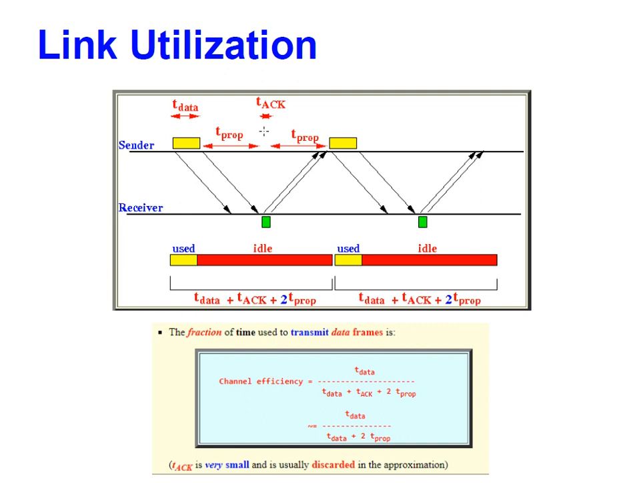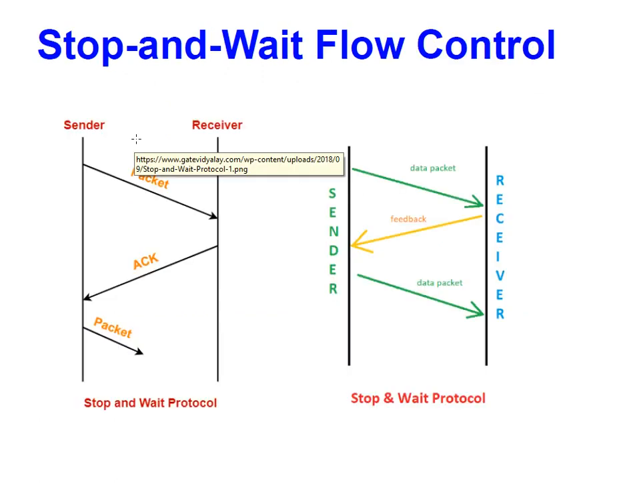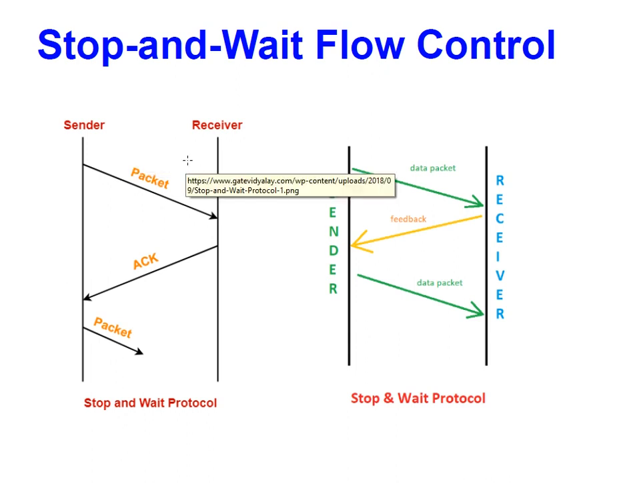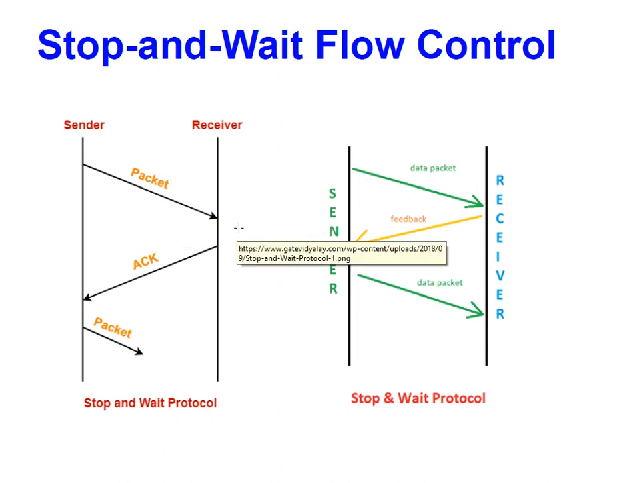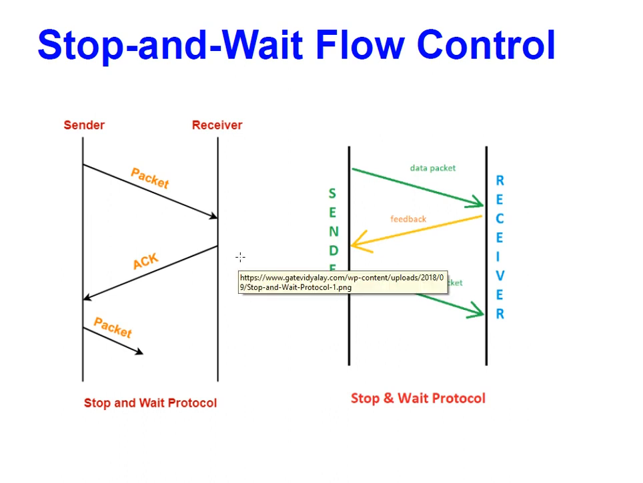So that is what we try to see in the case of stop and wait. Now what are the advantages? This is a simple form of flow control, because it sends the frame and waits for the acknowledgement, and then it sends the next frame.